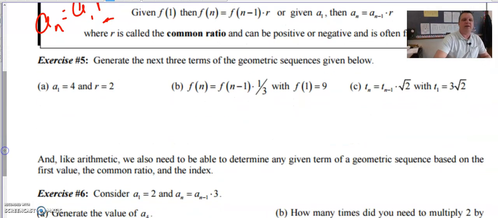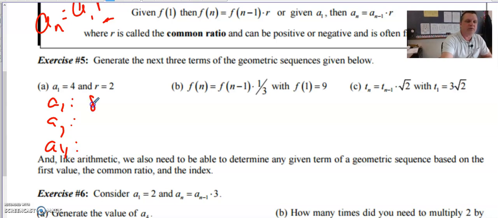So generate the next 3 terms in the sequence. If r is 2, we just need A2, A3, and A4, and you're just multiplying. So 4 times 2 is 8, 8 times 2 is 16, 16 times 2 is 32. That's all you're doing.